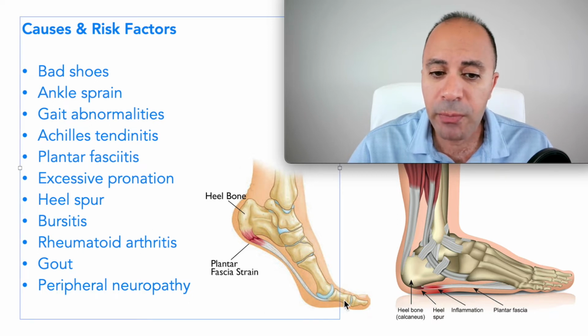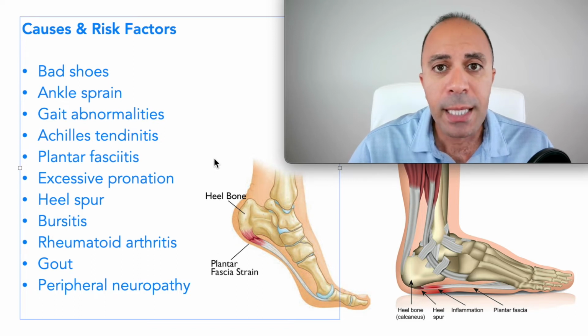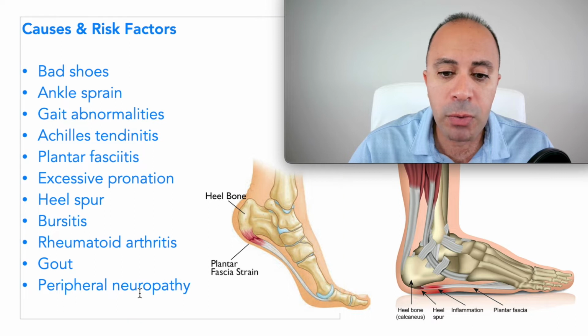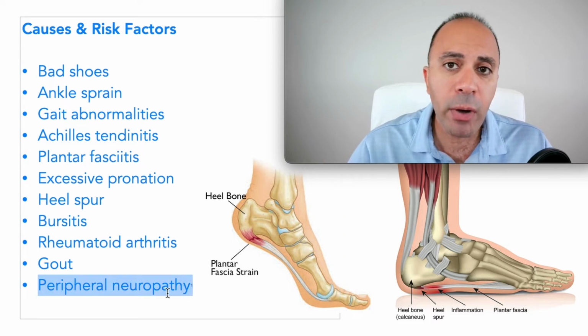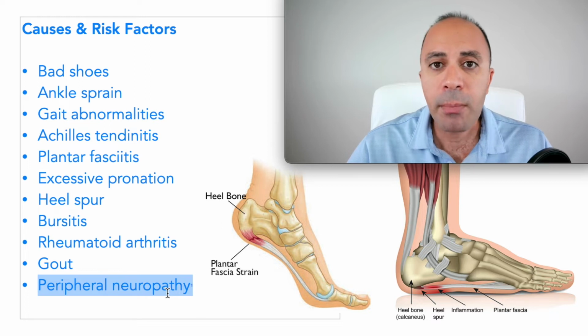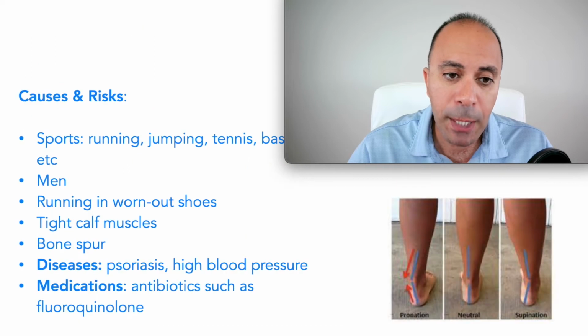Bursitis, inflammation of the bursa, or rheumatoid arthritis is a risk factor for inflammation in the joint and causes foot pain. Gout and peripheral neuropathy are also causes, and peripheral neuropathy is related to diabetes. When diabetic patients have high blood sugar for a very long time, that increases the risk of nerve irritation, numbness and tingling in the foot, causing peripheral neuropathy symptoms.